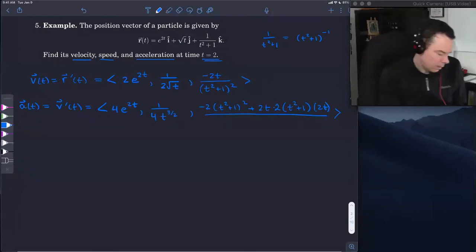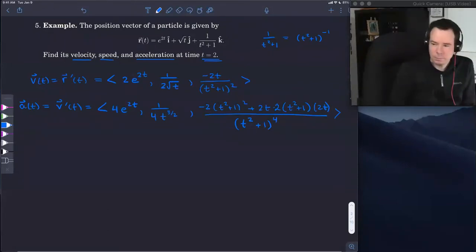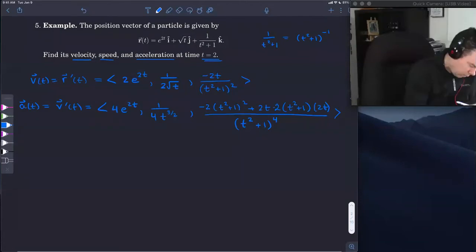And then the denominator. Okay, so we've done the quotient rule. So it's t squared plus 1 squared, all squared. So the denominator all squared. So that's to the power of 4.